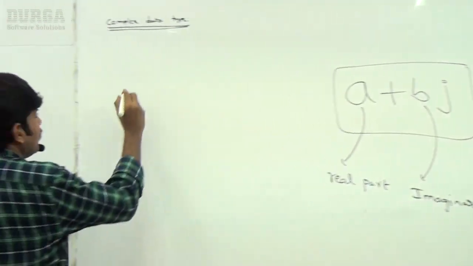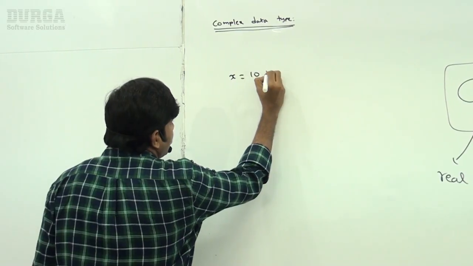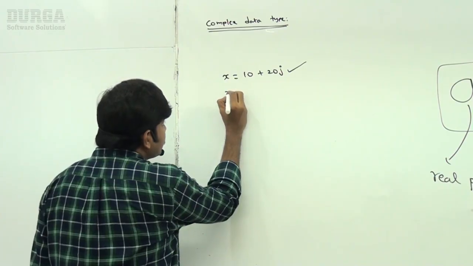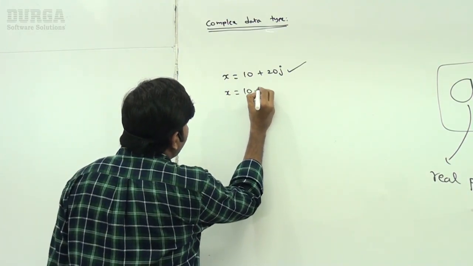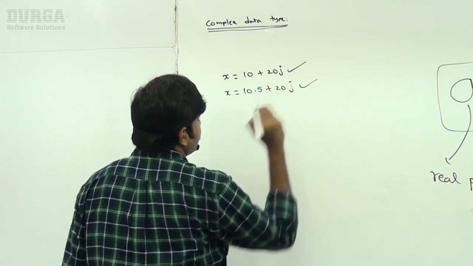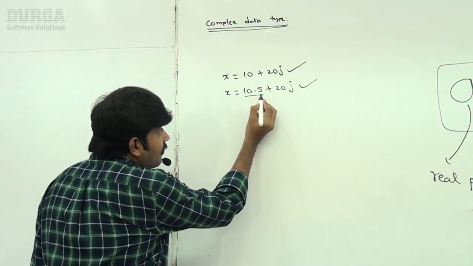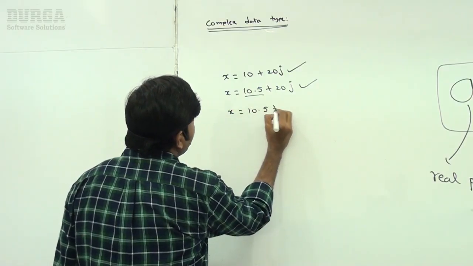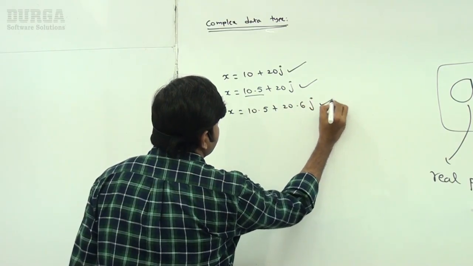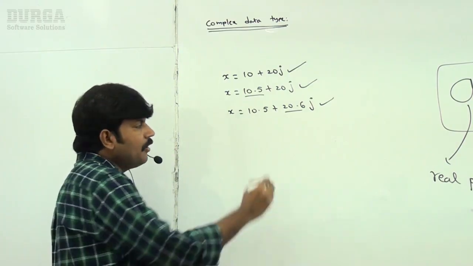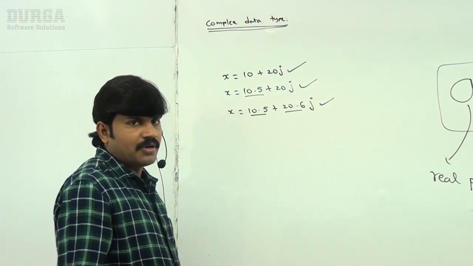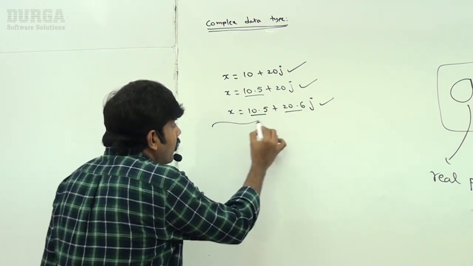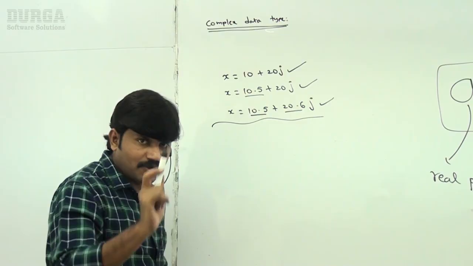So something like x is equal to 10 plus 20j, valid, sir, acceptable. x is equal to 10.5 plus 20j, acceptable. Now in the real part I am taking a float value. Next, x is equal to 10.5 plus 20.6j, acceptable. So in real and imaginary parts, happily we can take either int values or float values, no problem at all, both are acceptable, right?